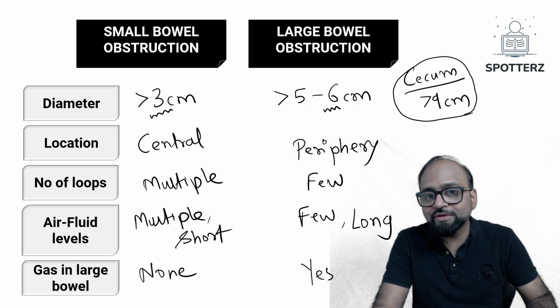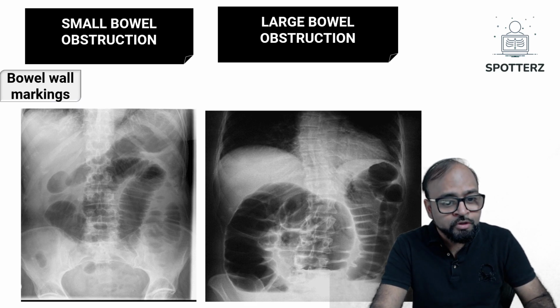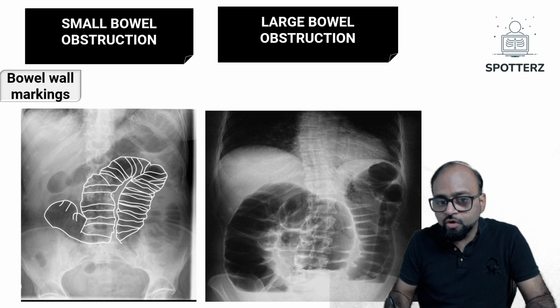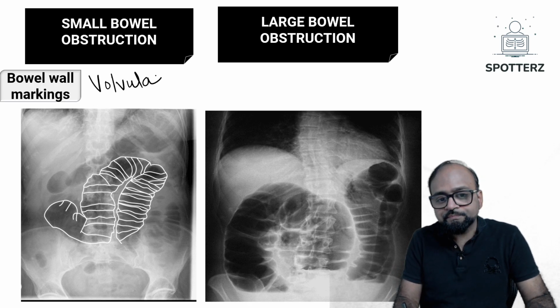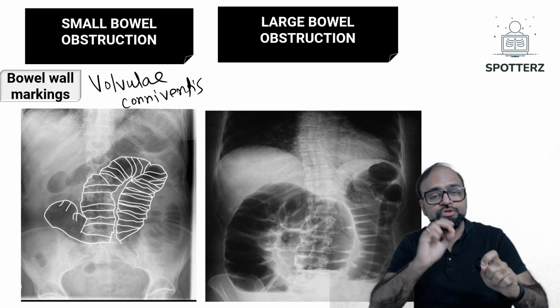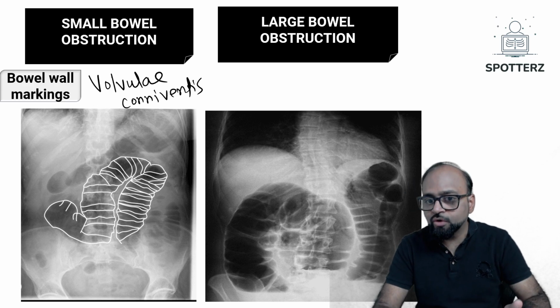The most peculiar way to identify or differentiate between small and large bowel loops is to look at their bowel wall folds. If you look at the graphic here, these are the bowel wall folds that you see within small bowel. What are they called? They are called valvulae conniventes. Look at the graphic there. They are complete transverse mucosal folds extending from one wall of the bowel to the other wall. These are called valvulae conniventes.